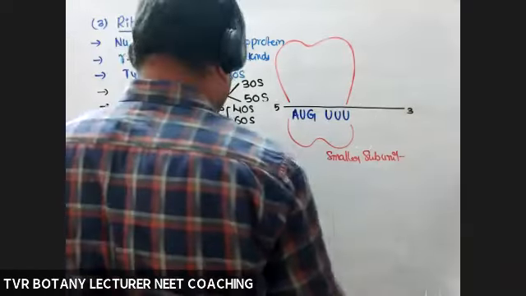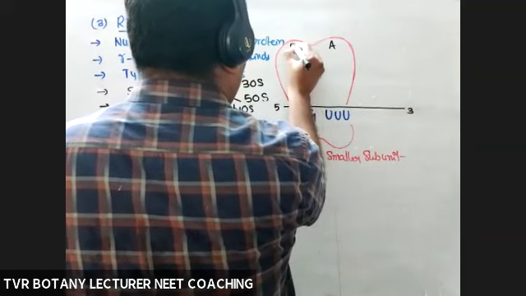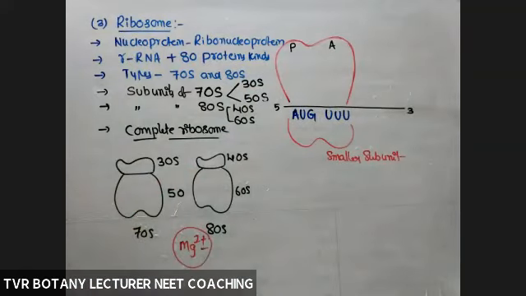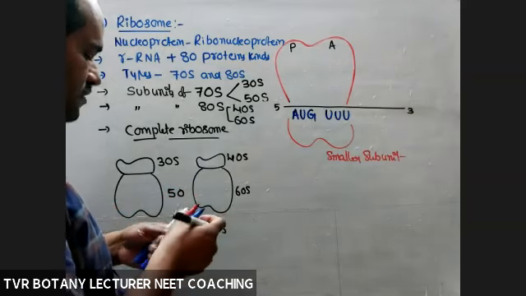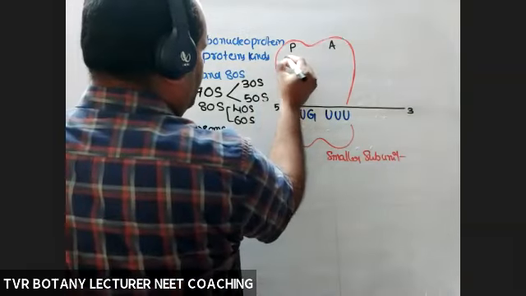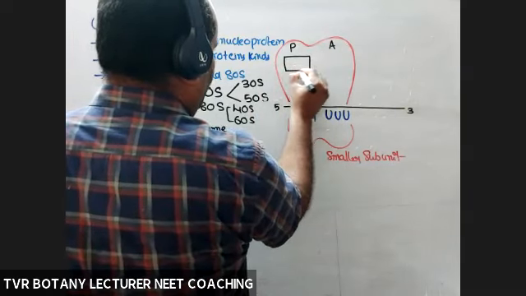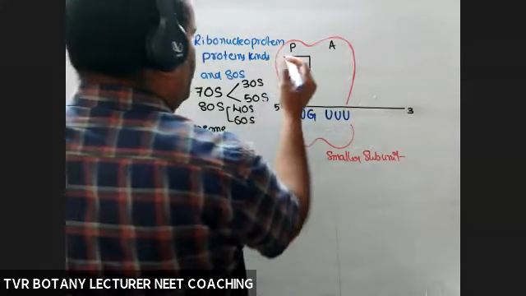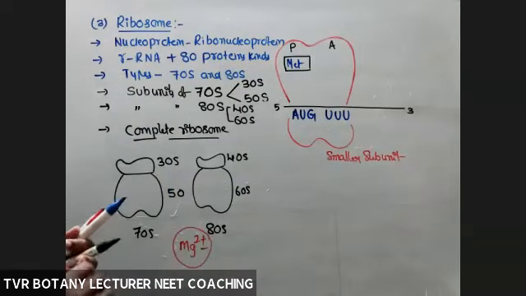And what are the sites? A site, P site. Now, what is the role of the A and P sites? The first amino acid binds to the P site. So, for example, this is an amino acid. What is the type of amino acid? Here I'm taking methionine, MET, methionine. And who is the transporter of that methionine into the P site?